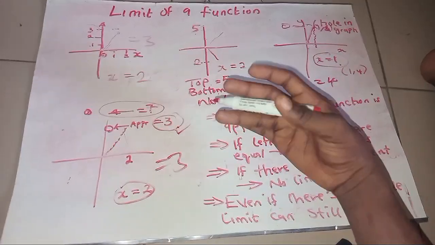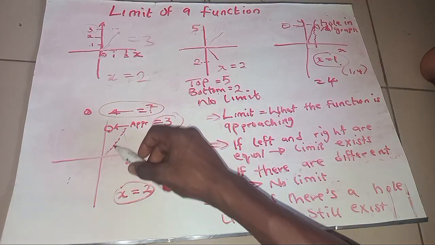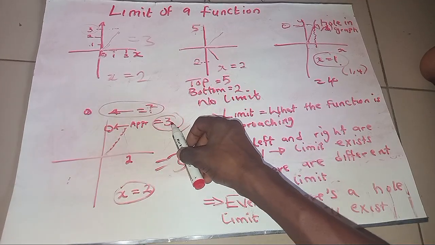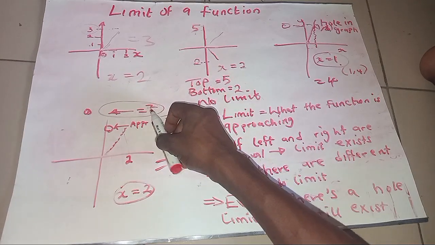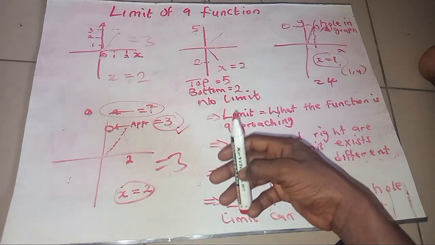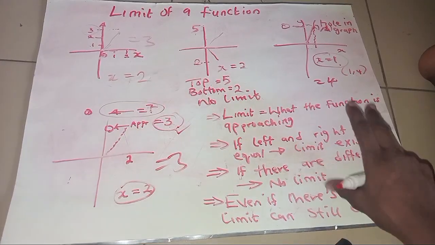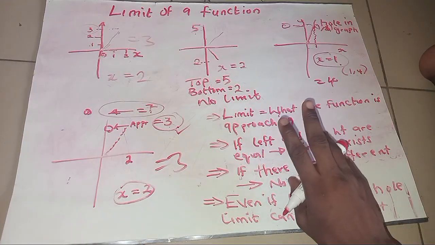It's more like where it is going to. You understand me? So now, this particular graph is moving towards 3, but the actual value is 7. So when you are asked to look for the limit, it is going to be 3, because limit is talking about what it is actually approaching.